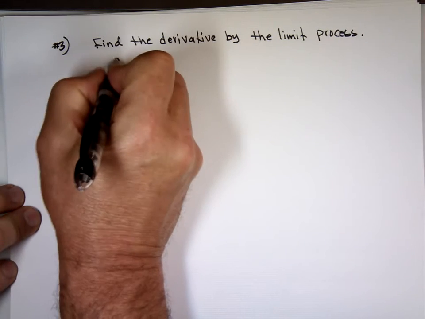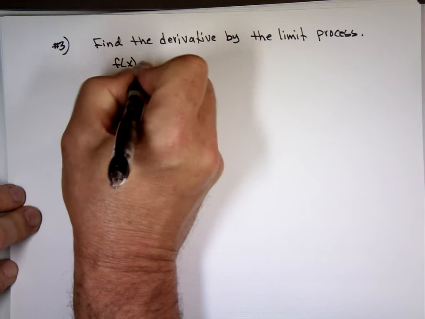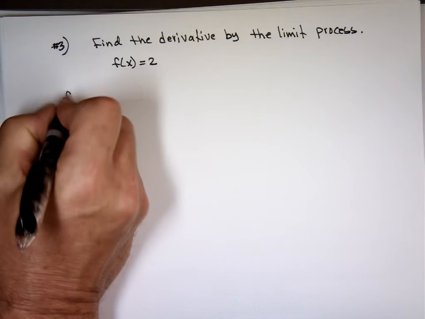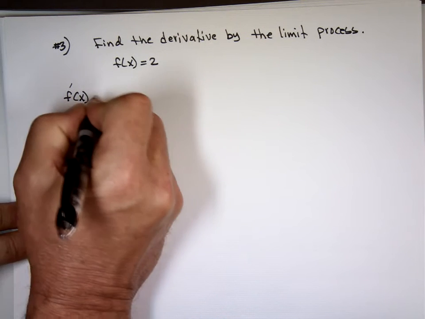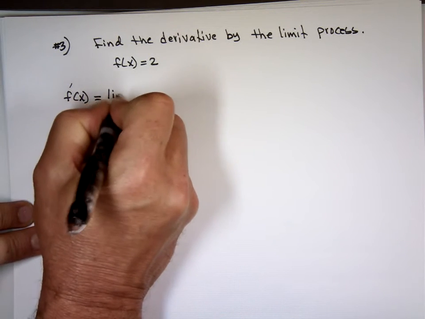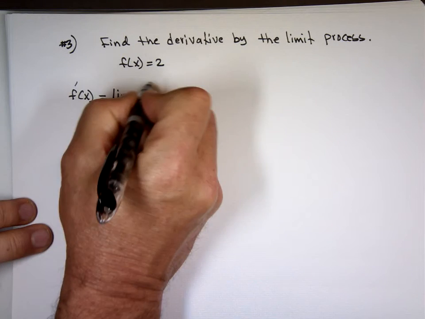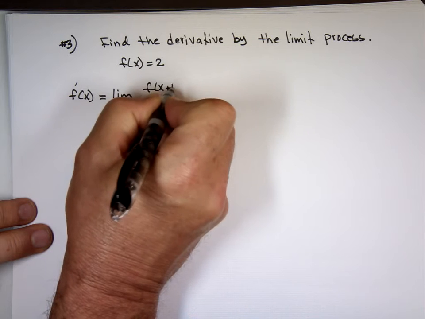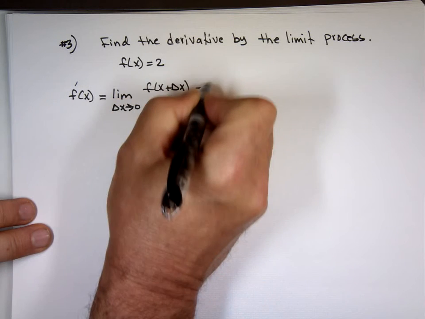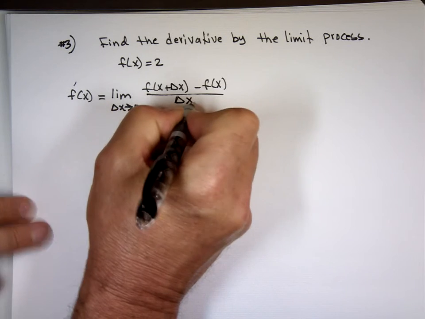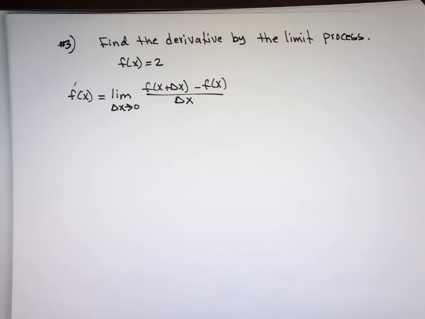And you have f of x equals 2. Remember what the derivative is. Using the limit process is this one. The limit as delta x approaches 0 of f of x plus delta x minus f of x all divided by delta x. That's what the limit process is. The 4-step process.